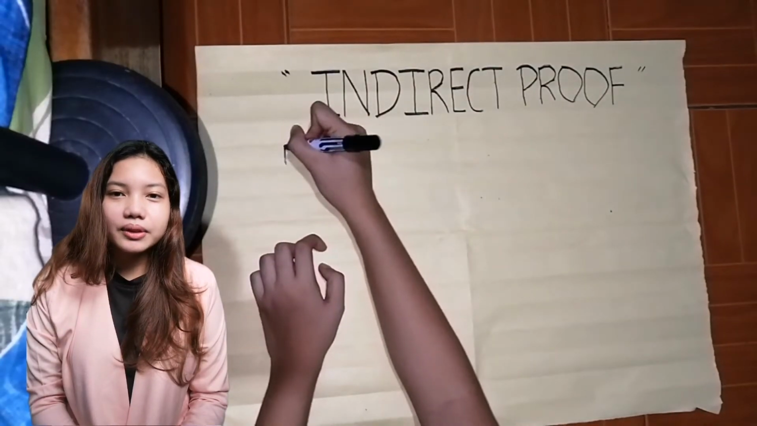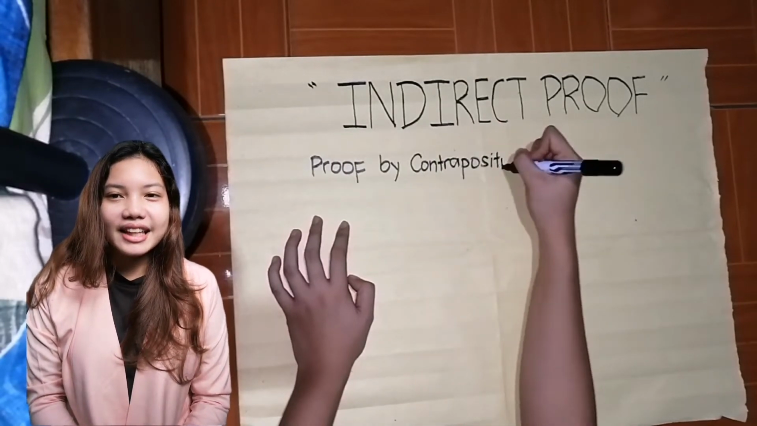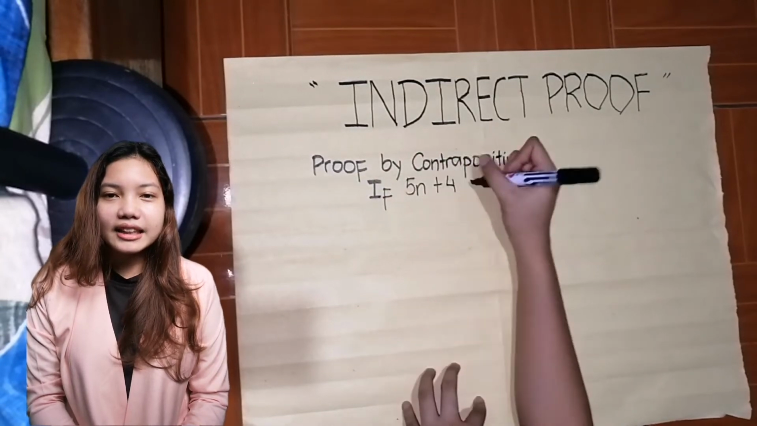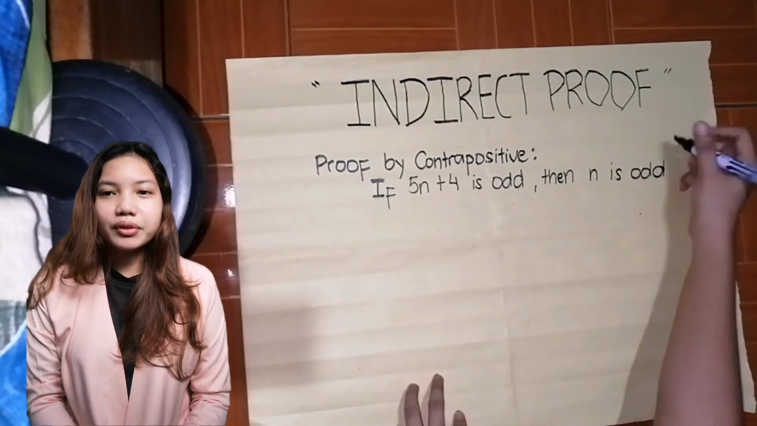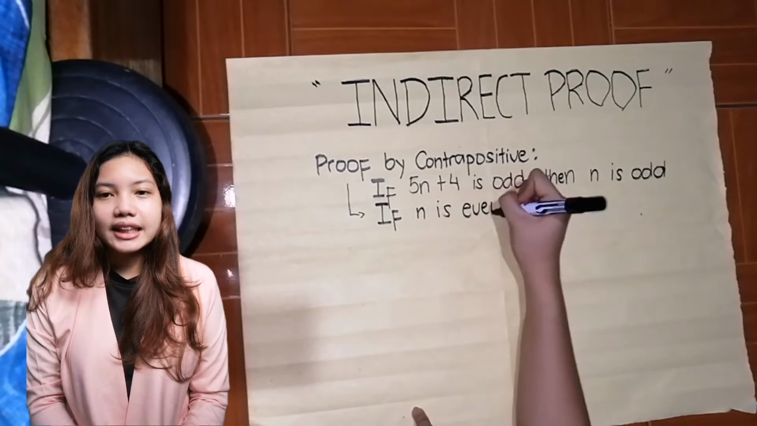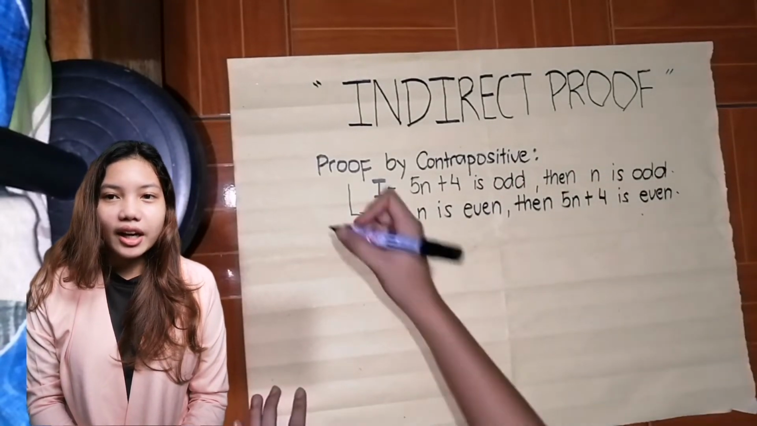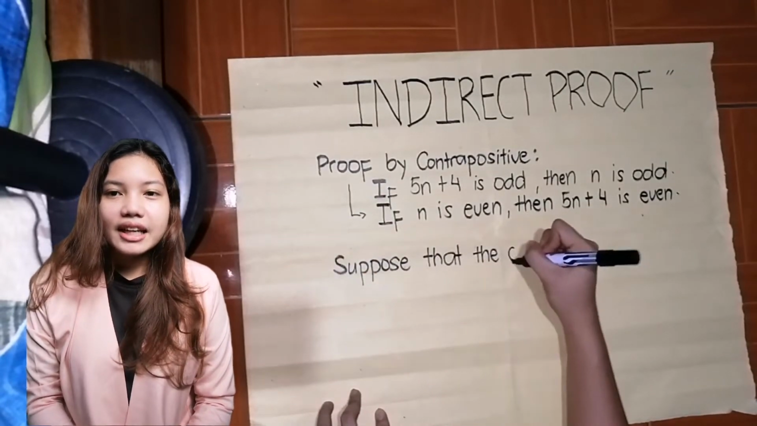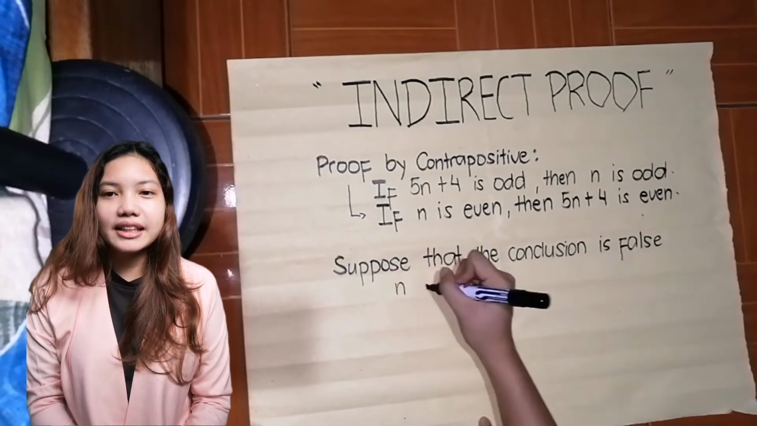Now, let's go to indirect proof. We will be having the same theorem. In this indirect proof, we will first get its proof by contrapositive. Our theorem is if 5n plus 4 is odd, then n is odd. Its contrapositive is if n is even, then 5n plus 4 is even.